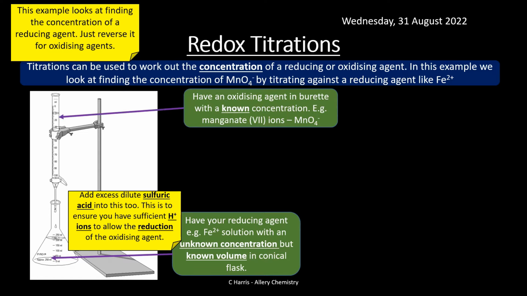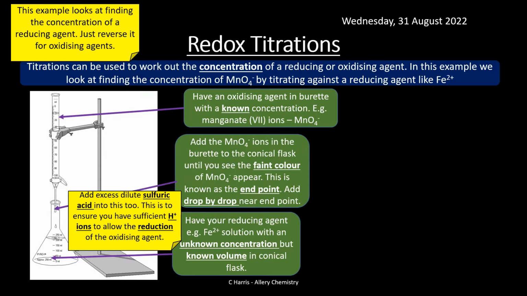So we have an oxidizing agent in the burette. This has a known concentration, so we know how strong it is, and this could be, for example, manganate ions, MnO4-, which is a good oxidizing agent. So what we're going to do is add the manganate ions from the burette into the conical flask, and we're going to keep adding it until the faint colour of manganate appears, and this is known as the endpoint.